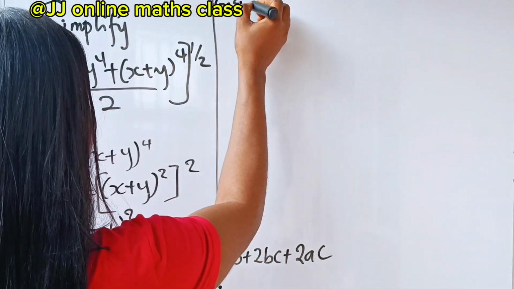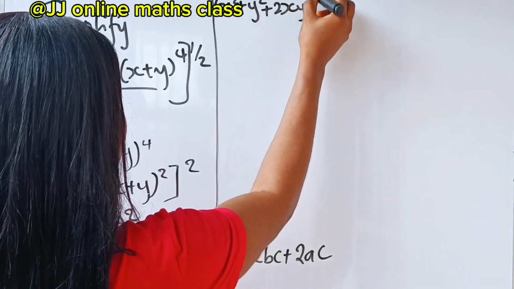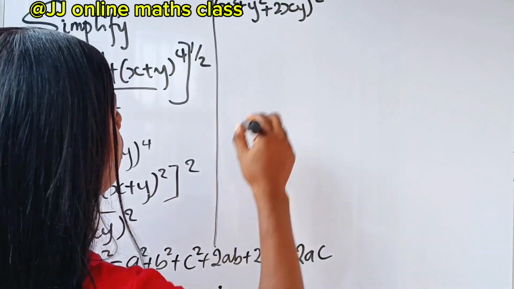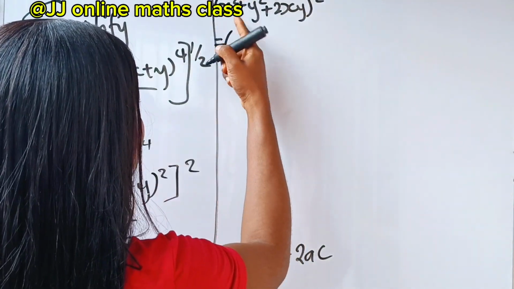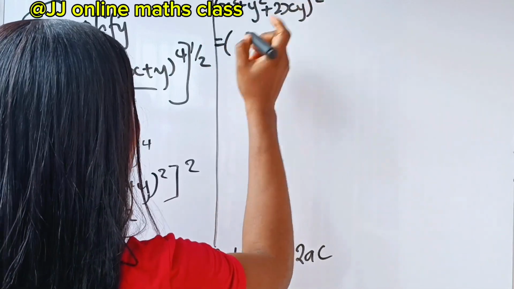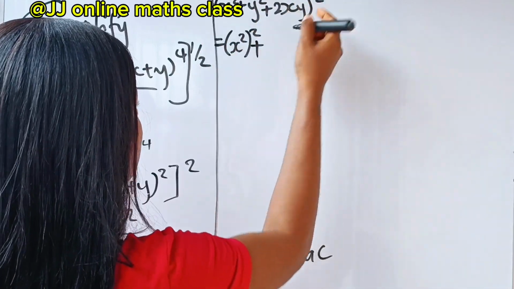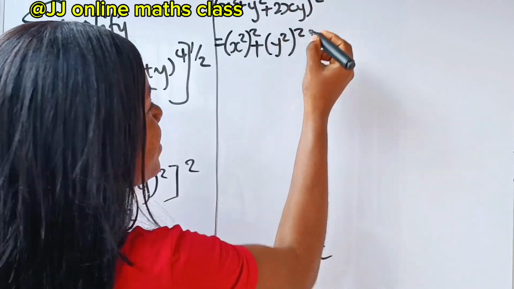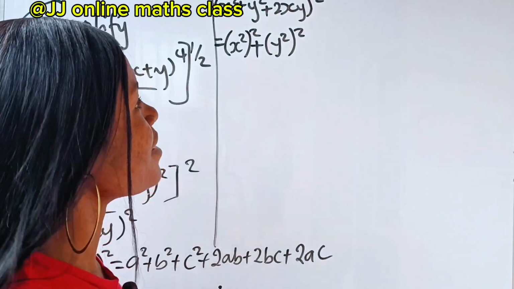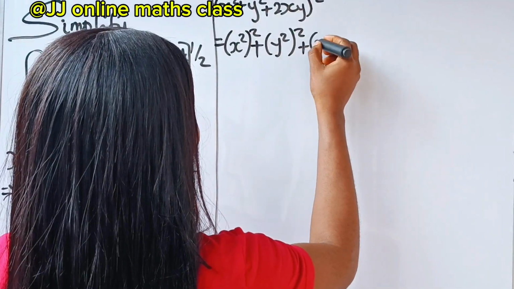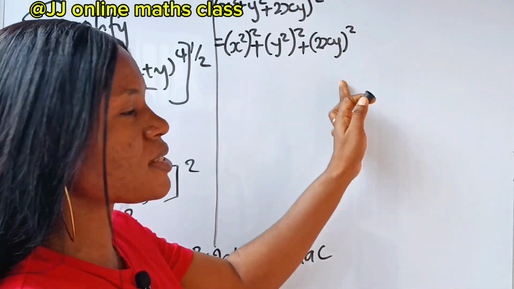(x squared plus y squared plus 2xy) squared. Okay, so what we are going to have is what? It's going to be (x squared) squared, right? That is a squared, that is (x squared) squared. So it's going to be (x squared) squared plus (y squared) squared, plus (2xy) squared. Okay, we are done with a squared, b squared, c squared.